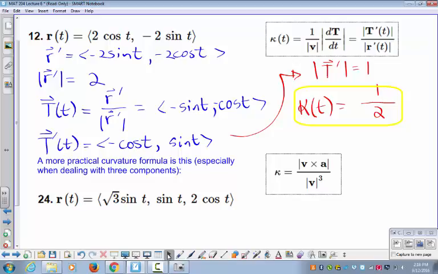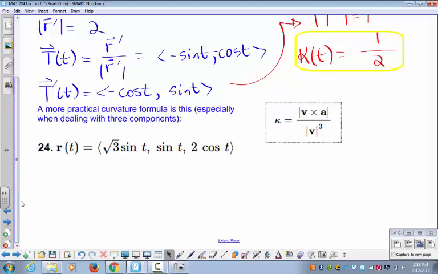So that is using the sort of theoretical definition. I want you to notice that this curve right here is a circle of radius 2, and we got the reciprocal of the radius for the curvature. So that matches with our intuition. All right, so circle radius 5, curvature would be a fifth. Curvature is always the reciprocal of the radius.